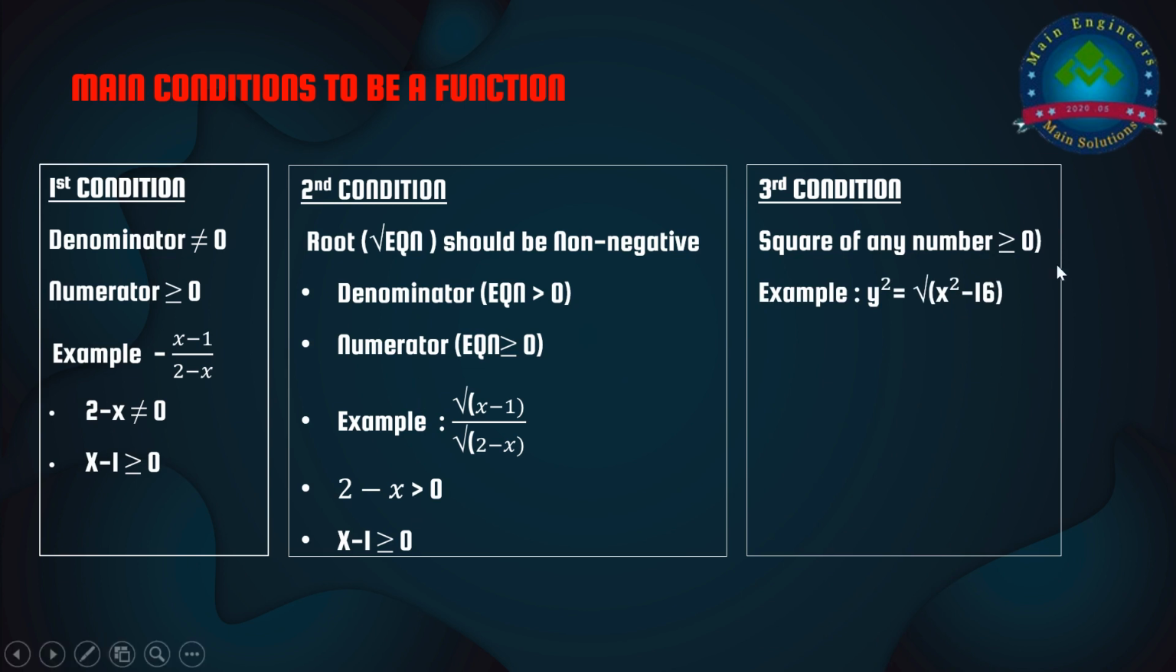Let's give an example like y square is equal to root over x square minus 16. So here the y square is always going to be either 0 or greater than 0. Then we can write y square is greater than or equal to 0.